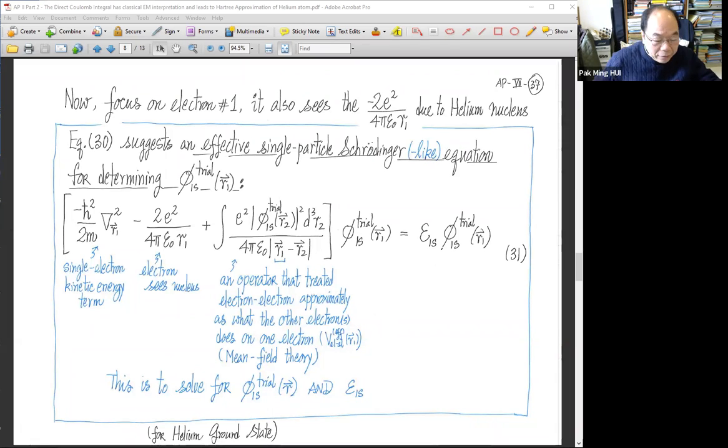So any further questions? Do you understand this box? This is a big business. You go to the chemistry department, ask around, see whether your classmates understand it. Because this is the beginning of the whole subject of quantum chemistry.